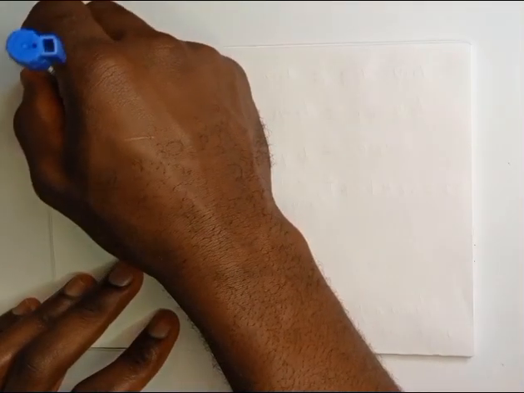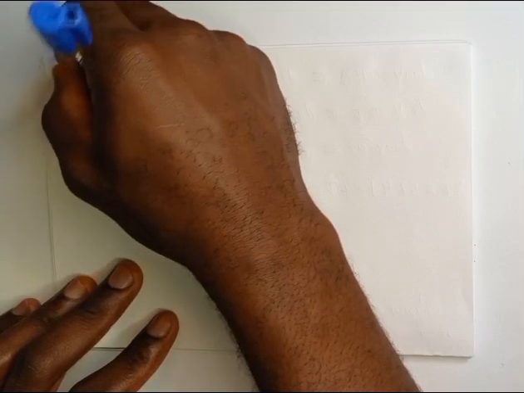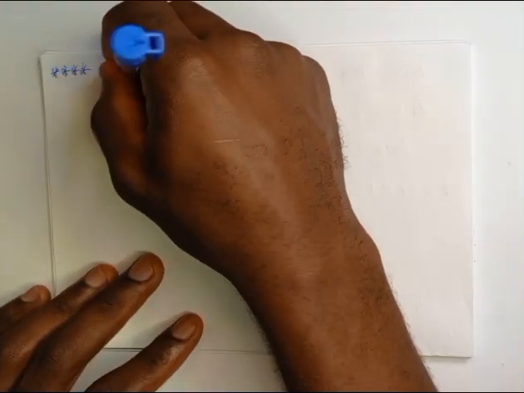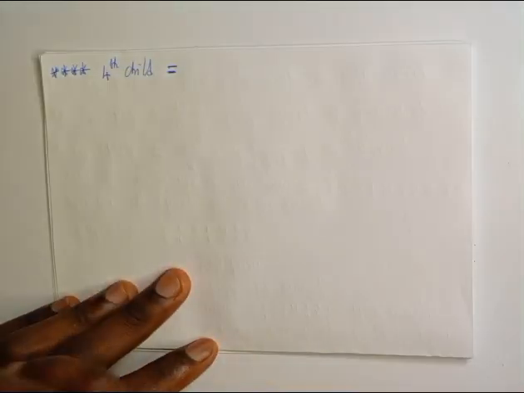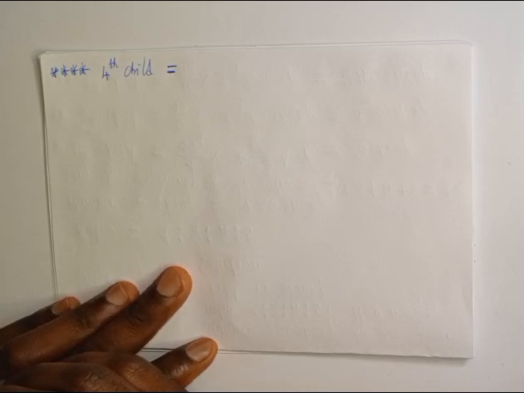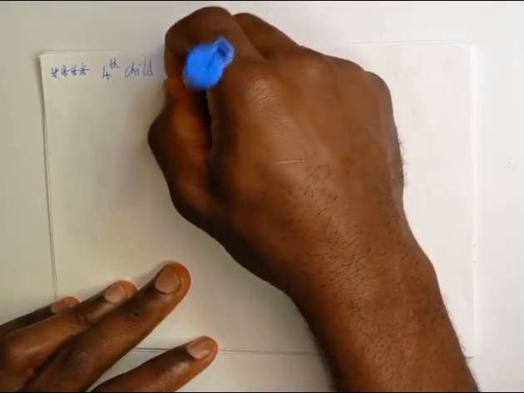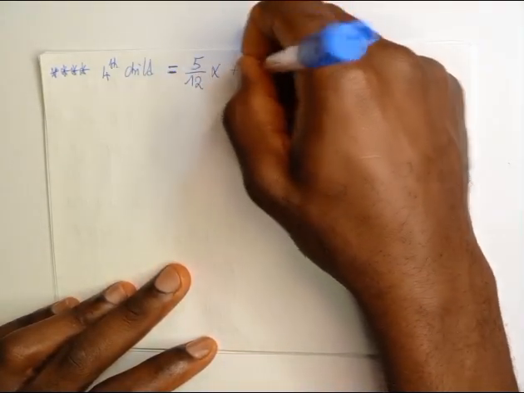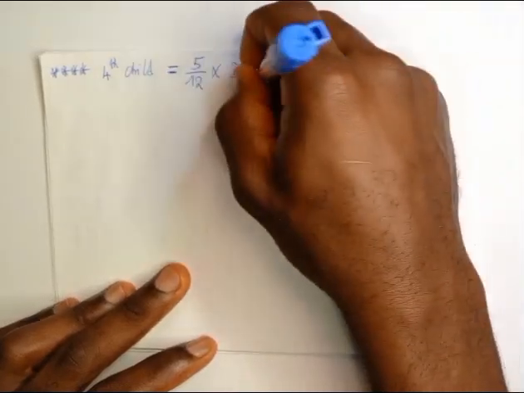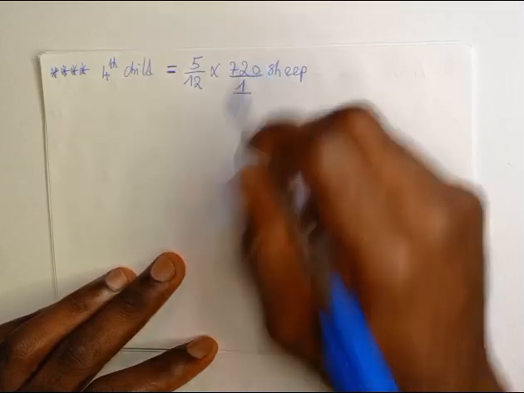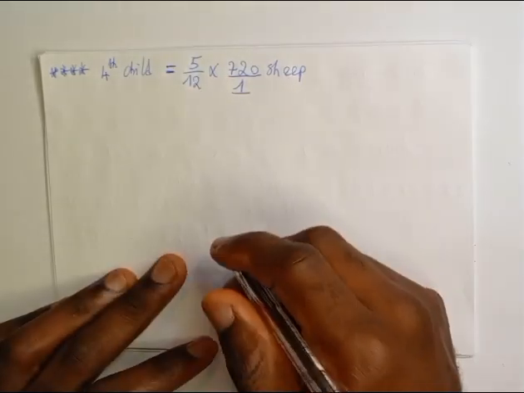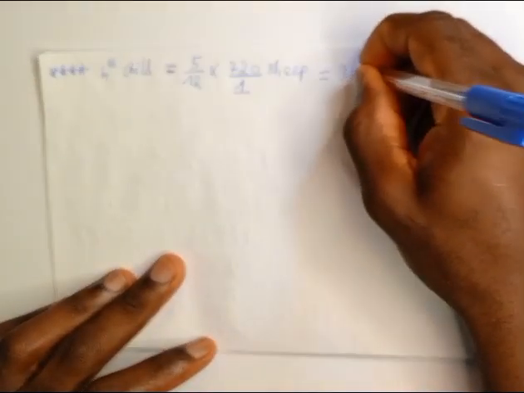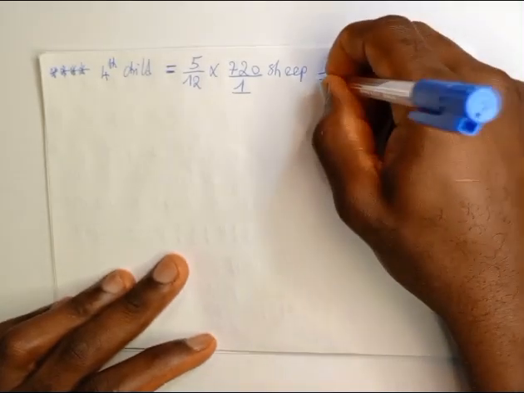Now for the fourth child, we're going to multiply the fraction of the fourth child by 720 sheep. Out of the 12 parts, the fourth child receives 5. 5 all over 12 times 720 sheep all over 1. 12 goes into 720 60 times. 60 times 5 gives us 300. The fourth child receives 300 sheep.